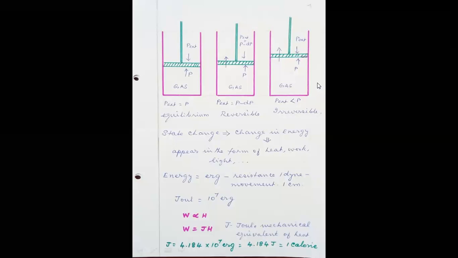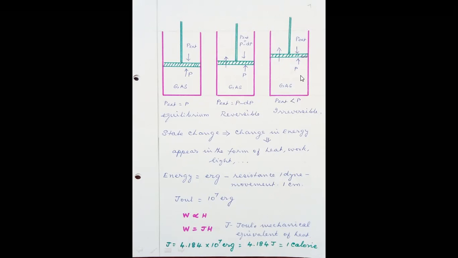0.00001 atmosphere. So what happens? The external pressure is different from the internal pressure by a very small quantity, which is called the infinitesimally small quantity. So when the pressure difference is very small, even negligible, what will happen? The piston will start moving up, because the external pressure is infinitesimally smaller than the internal pressure. So now the piston goes up. This is called the expansion of the gas.